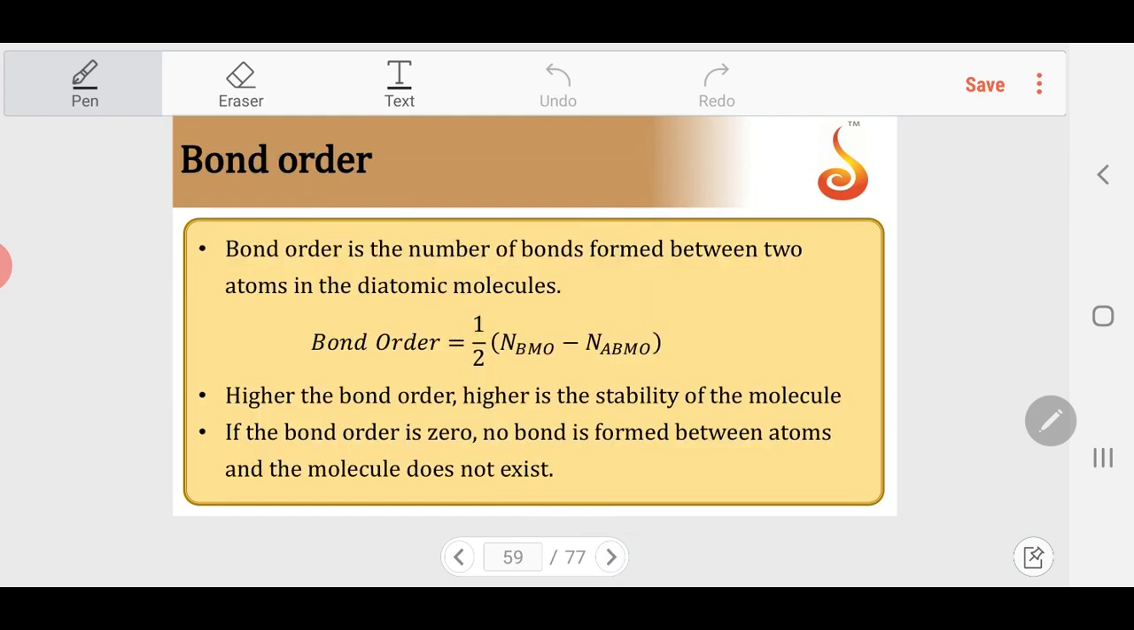Bond order is equal to half of the number of electrons in bonding minus the number of electrons in anti-bonding. If the bond order is higher, the molecule will be relatively stable. If I say bond order is 0, then there is no bond formed between the two atoms, the molecule does not exist.